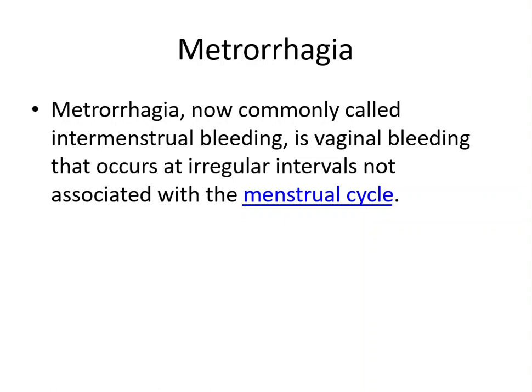That is at an irregular interval, from the vagina, and not associated with the menstrual cycle. It means the girls or women are having bleeding, but it is intermenstrual, irregular, and can occur at any time between menstruations. So the definition: intermenstrual bleeding is vaginal bleeding that occurs at irregular intervals and is not associated with the menstrual cycle.